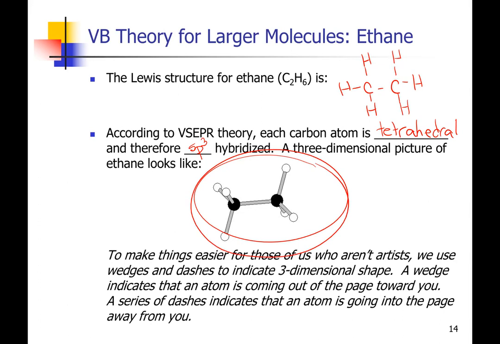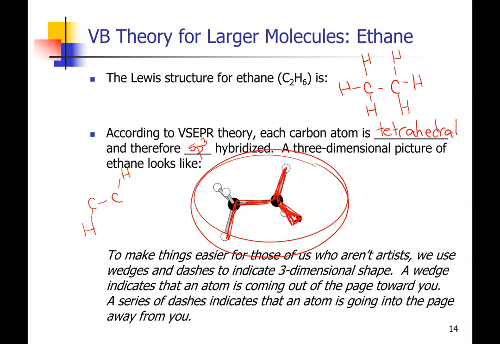Now, if I wanted to draw it myself, then since I can't do lovely perspective like the computer did there, what I'm going to do instead is use wedge and dash notation to show which groups are coming toward me out of the page and which groups are going away from me into the page. So I start by drawing the atoms that are flat in the page, the ones I've just highlighted here. So we have our 2 carbon atoms and 2 of the hydrogen atoms, and those all fall along the plane of the page.